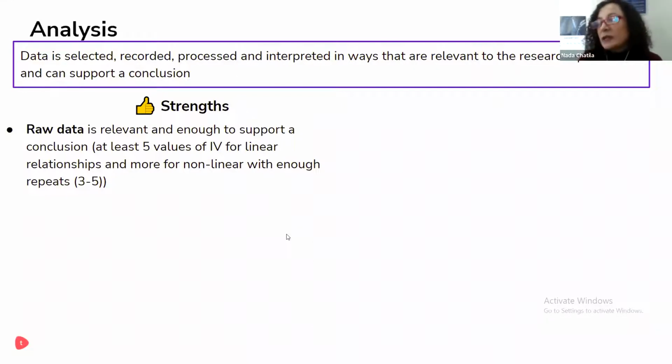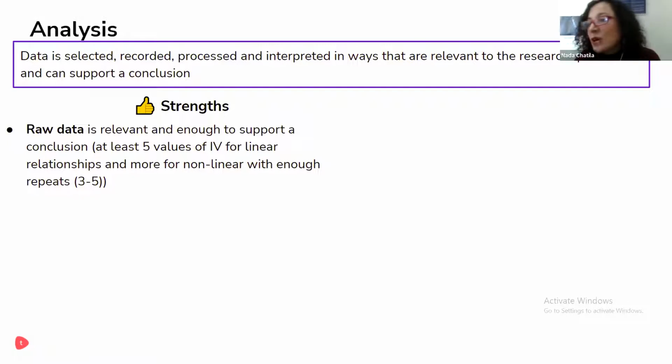So let's get started with the strength when it comes to the raw data. We need to find in the report a table with the raw data that is relevant to the research question, enough to support a conclusion. Now, the guidelines say that a minimum of 5 values for the independent variable for a linear relationship. I require at least 8 from my students. 5 for me, I don't consider them to be really, it's borderline, very borderline.